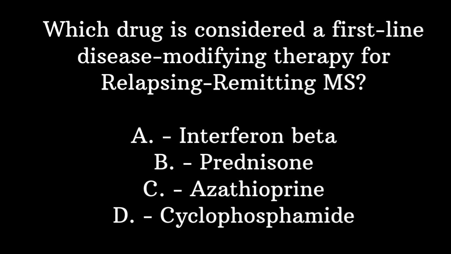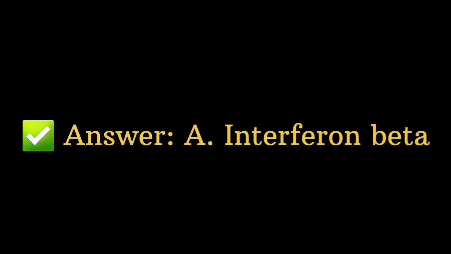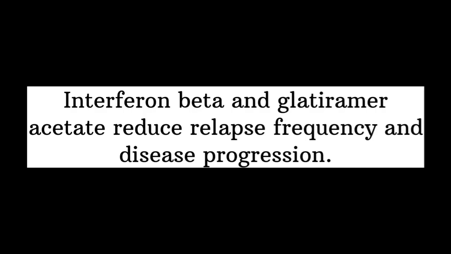Question. Which drug is considered a first-line disease-modifying therapy for relapsing remitting MS? Options A. Interferon beta, B. Prednisolone, C. Azathioprine, D. Cyclophosphamide. The correct answer is option A. Interferon beta. Interferon beta and glatiramer acetate reduce relapse frequency and disease progression.